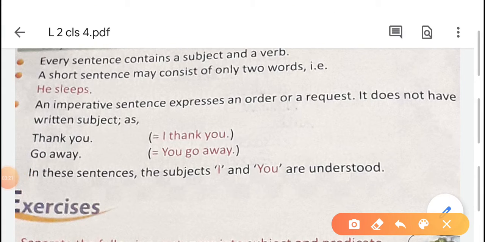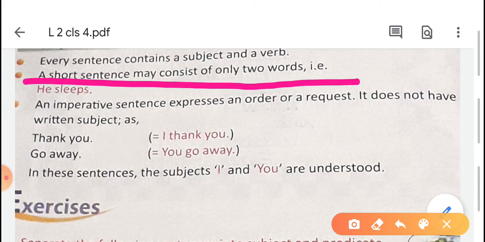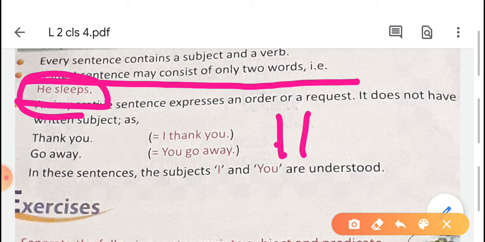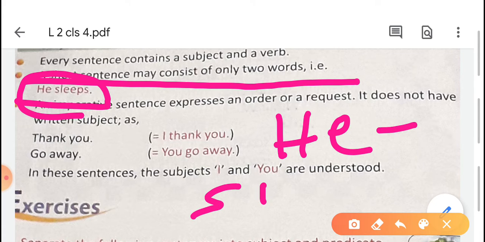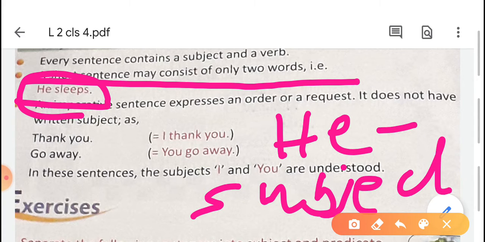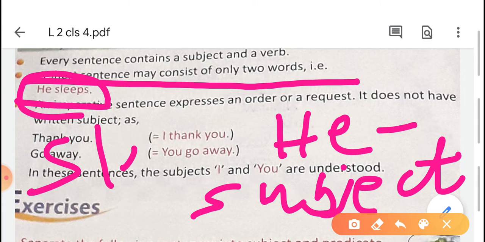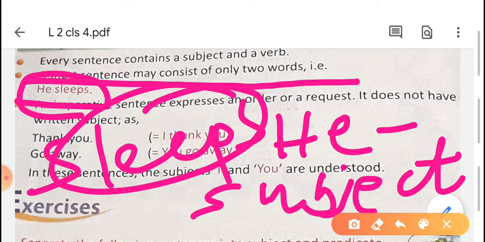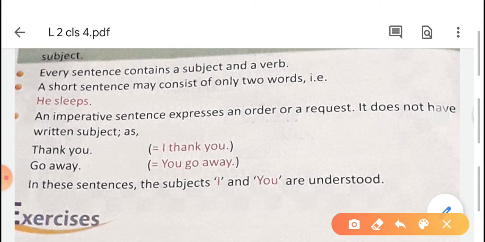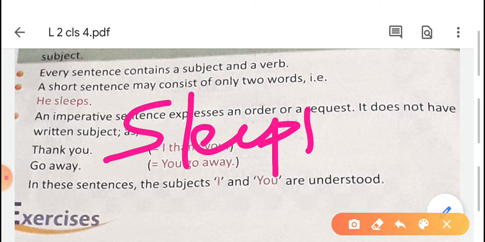Every sentence contains a subject and a verb. There should be a subject and a verb. Then only it will be a sentence. A short sentence may consist of only 2 words. Example, he sleeps. Here he is the subject and the verb is sleeps, that is predicate.